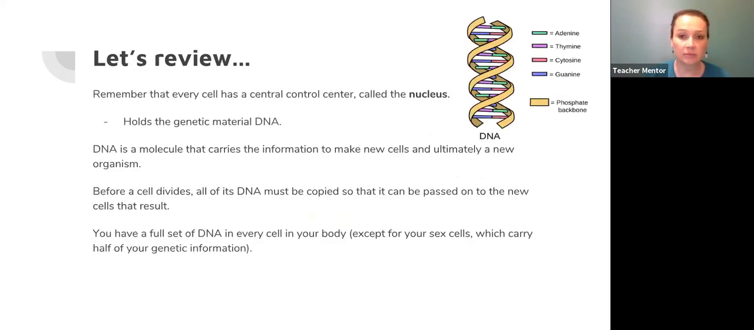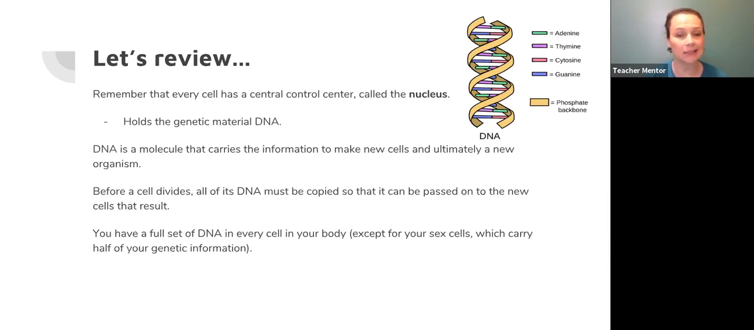So before we get started talking about mitosis, let's go back and talk about DNA, review that a little bit. Every cell, as we saw in the last picture, has a central control center, and that's called the nucleus. This is important because it holds all of our genetic material, or DNA. DNA is a molecule that carries the information to make new cells and ultimately new organisms. But before that cell divides, all of its DNA must be copied so that it can be passed on to new cells. And it has to be copied exactly.